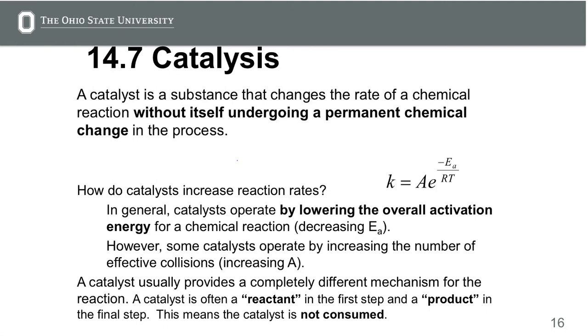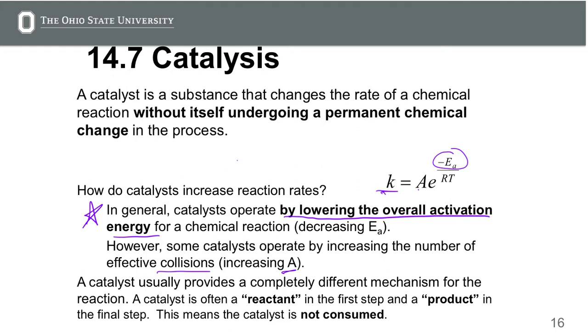The way that catalysts work, for the most part, is that they lower the overall activation energy for a chemical reaction. So we lower the E sub A, lower the activation energy, and increase the rate. There are some catalysts that operate by increasing the number of collisions, or increasing A, which would also increase the rate. And often those catalysts operate by holding the reactants in place in a way that they can collide and increase the rate of the reaction.